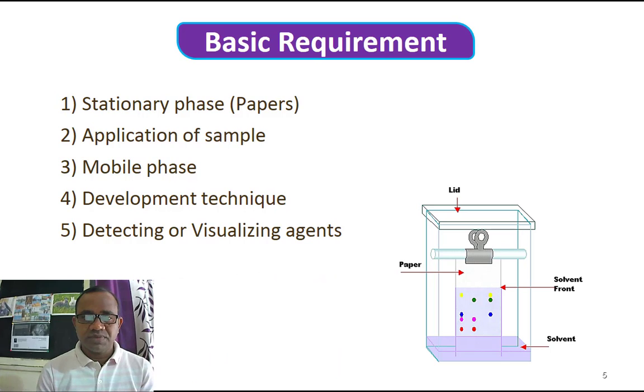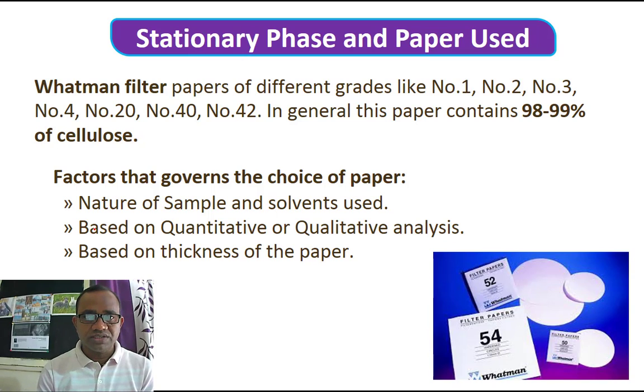So in case of this particular method, what do we need? We need basic requirements: a paper as stationary phase, application of sample, mobile phase, developmental techniques, and then finally the detection or visualization of the sample. The paper type generally used is mostly the Whatman filter paper. We are all familiar with this.